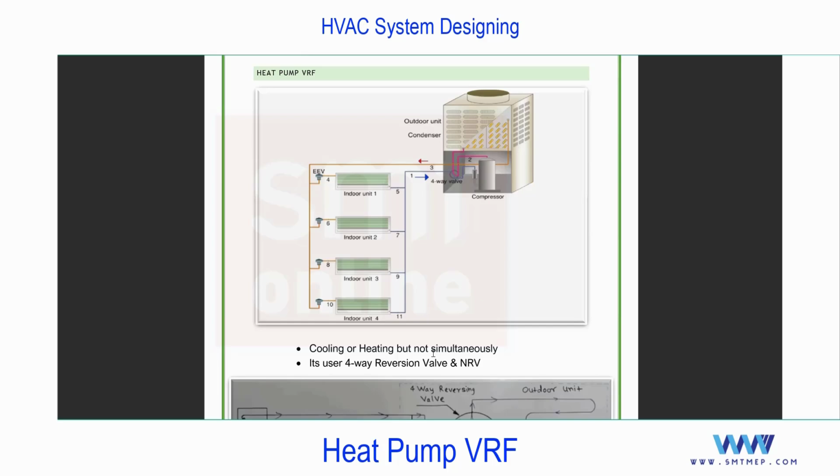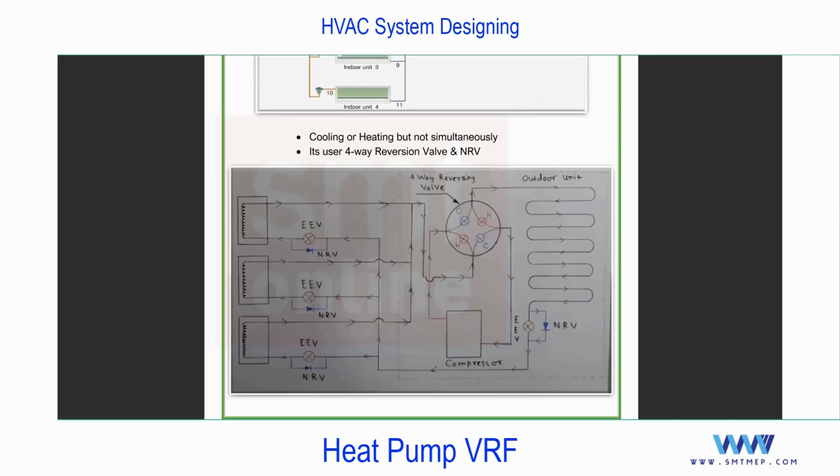So I can use it only for cooling or only for heating for all the units, but not partly cooling or partly heating. Okay, means the cycle can reverse. How exactly? I'll show you. This is interesting. And it uses a four-way reversing valve and NRV. So how exactly? This line diagram will help you.